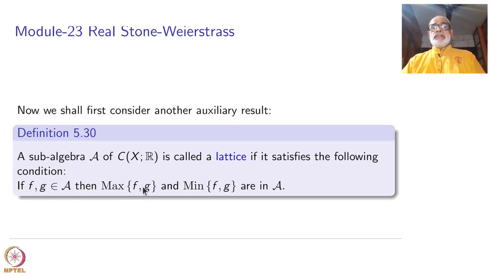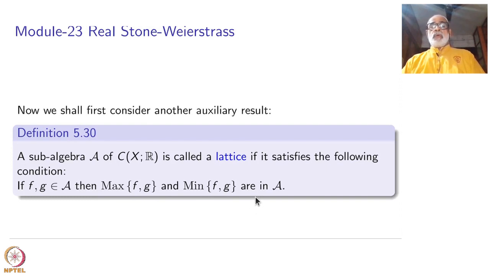Remember, the maximum of any two continuous functions is again a continuous function first of all. So it is an element of C(X,R). What we want is, starting with f and g inside A, the maximum must be also inside A. Similarly, the minimum must be also inside A. So then we call it a lattice.